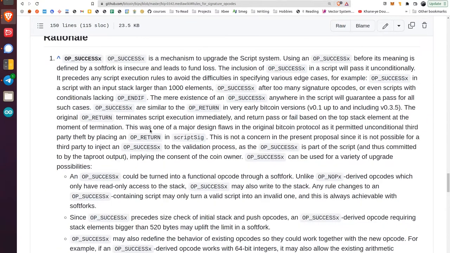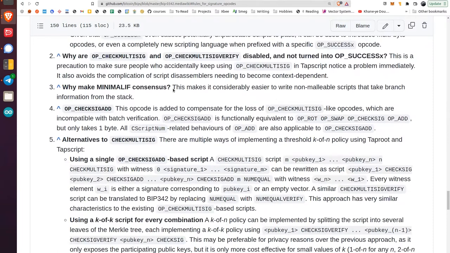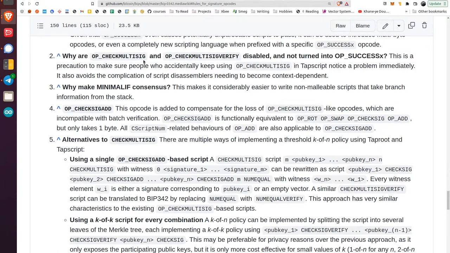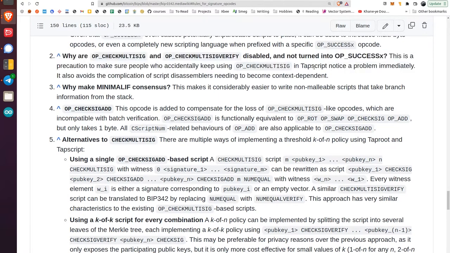And then it's got a nice rationale section. They talk about OP_SUCCESS, which is different than OP_NOP. Okay, I thought this was interesting. Why are OP_CHECKMULTISIG and OP_CHECKMULTISIGVERIFY disabled and not turned into OP_SUCCESSes? They did it so that if you used it in a TapScript, you would notice the problem immediately, so that if you reuse a thing you're not allowed to, it'll fail, which is cool.